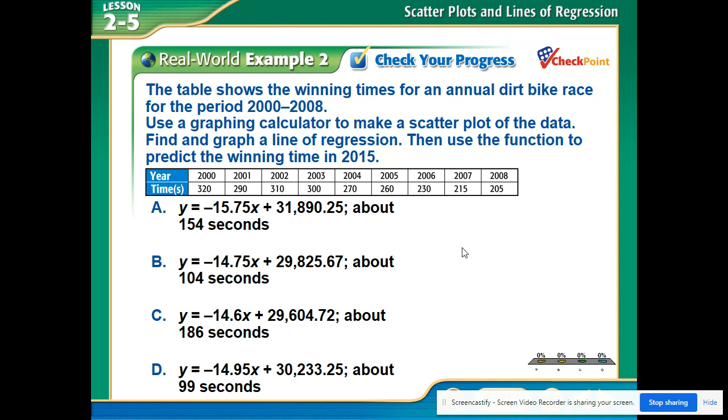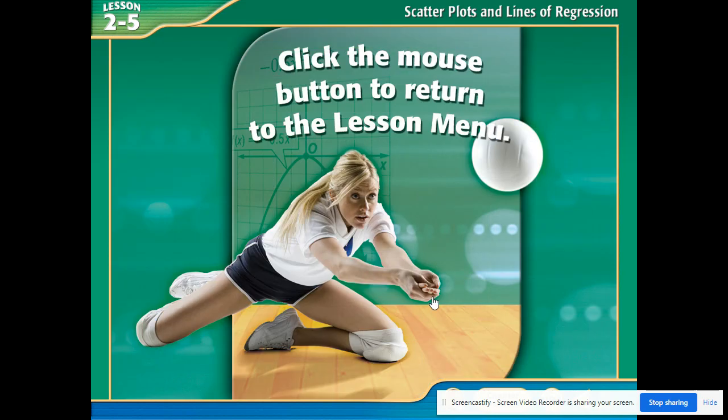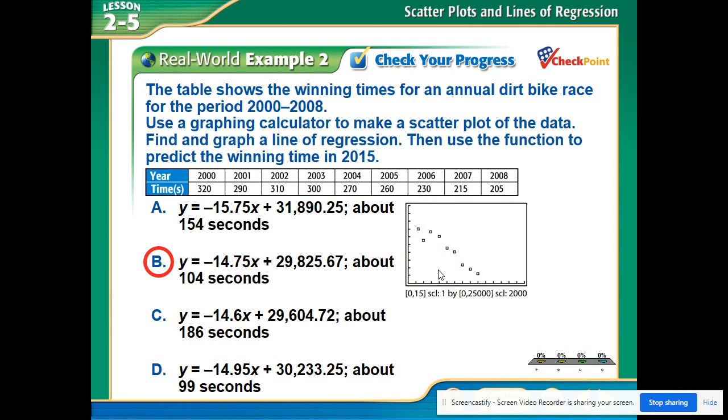You want to just pause the video at this point and try this problem out and see how long it takes. And then you want to find in 2015 what the value is. And you should be able to find one of these answers. And 3, 2, 1, the answer is B. And it should look something like this. And that's what I have for you today.